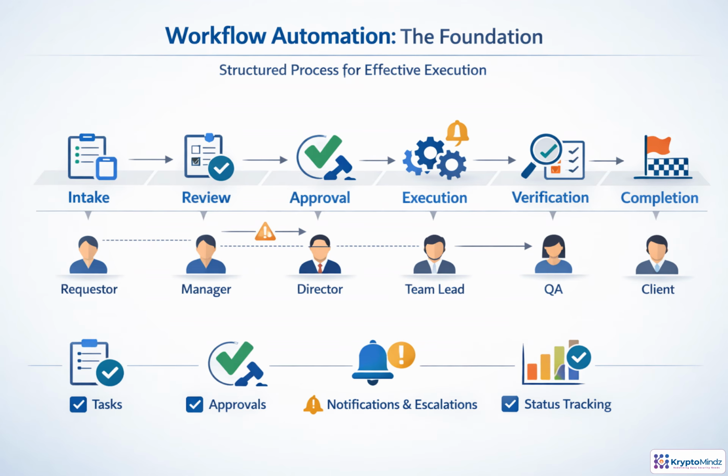Workflow automation turns work from a loose set of conversations into a defined path. A request comes in, gets reviewed, approved, executed, verified, and completed. At each stage, someone owns the work, deadlines and dependencies are clear, and the system can trigger approvals, notifications, escalations, and status updates. That structure matters because repeatable work becomes measurable work. It also gives AI something concrete to reason about. What is pending? Who is responsible? What changed? Where delays happen? And what action should come next?